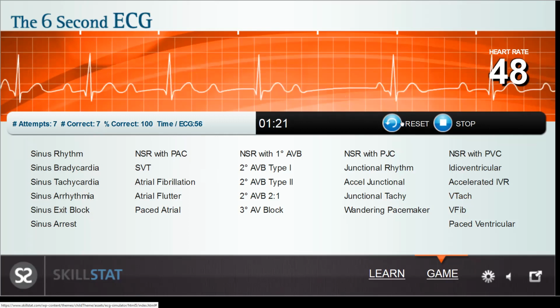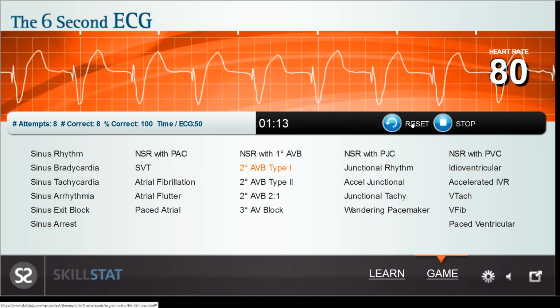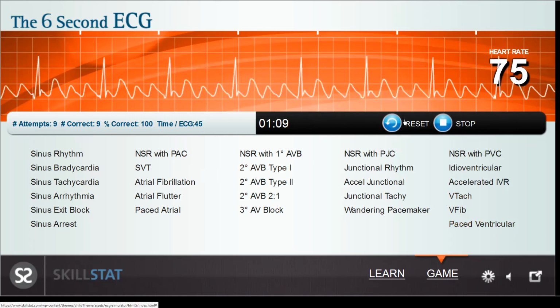Okay, so here I have Wenckebach, right? It's getting longer and longer and longer, and then I got a P wave with a dropped QRS. So second degree type 1, nothing. You just monitor them. Paced ventricular, you got 100% capture. What is this? Atrial flutter.